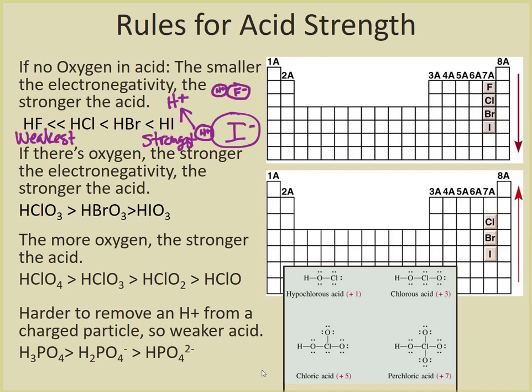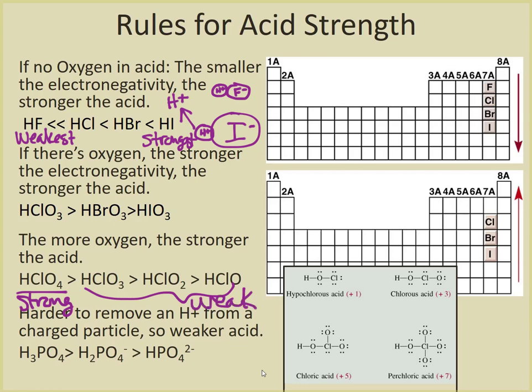And then let's look at adding oxygen in a series. Everything's the same. All we're doing is adding one oxygen. The more oxygen that there is, the stronger the acid. This is why perchloric acid is a strong acid, and all the rest of these are weak.